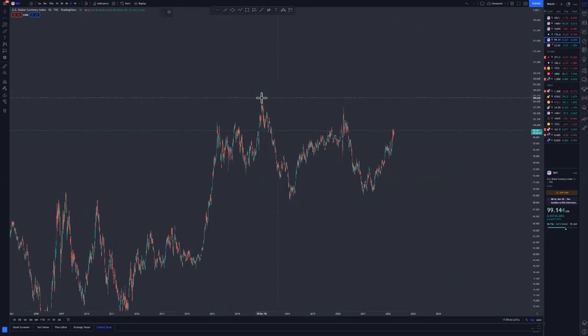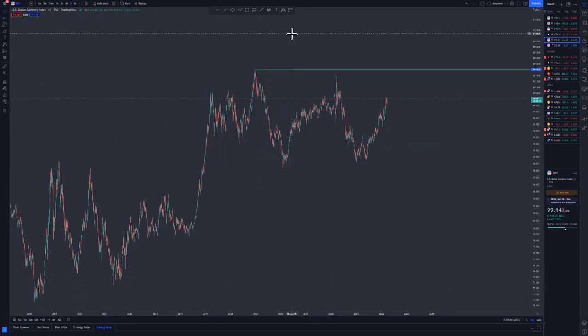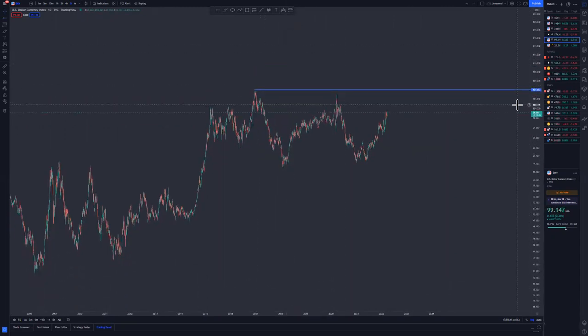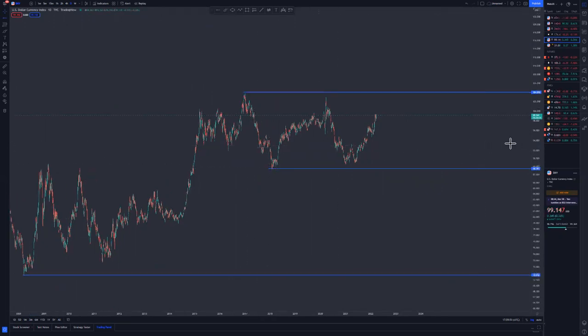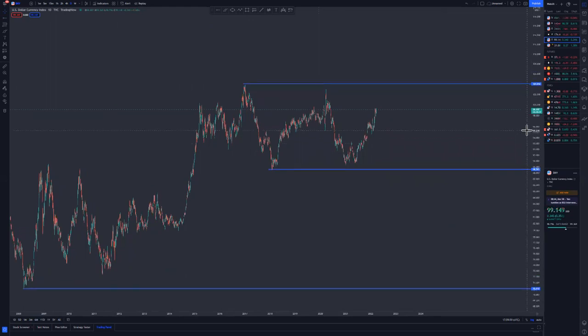So guys, we're looking at DXY. We have the highest high of DXY, and then we have the lowest low of DXY. Again, guys, we have this low here on DXY. So now those are just the important market values that I have.